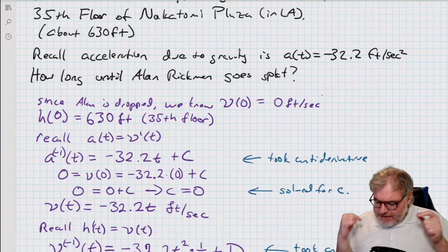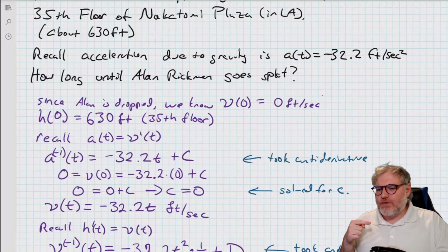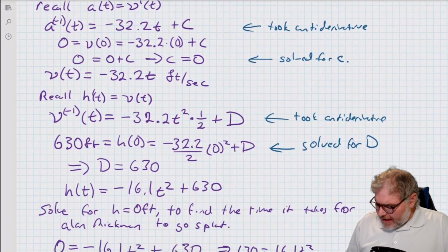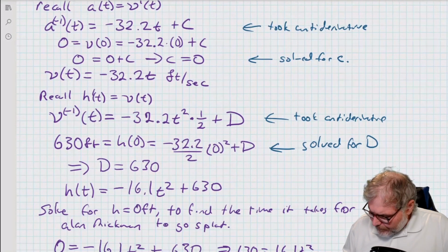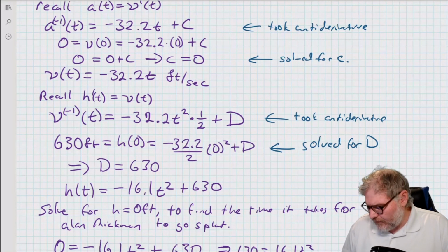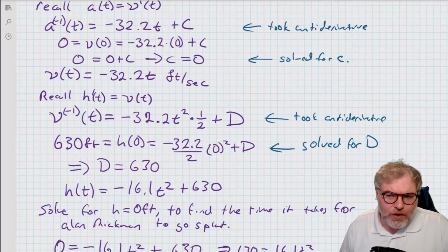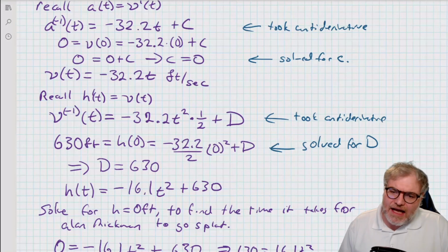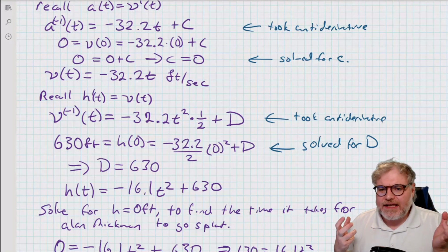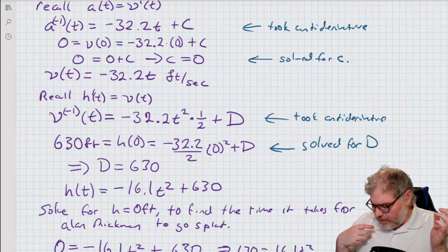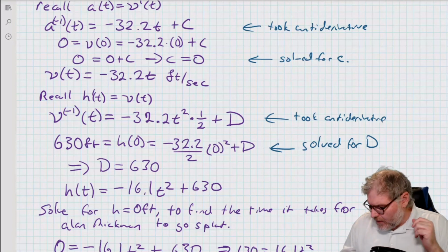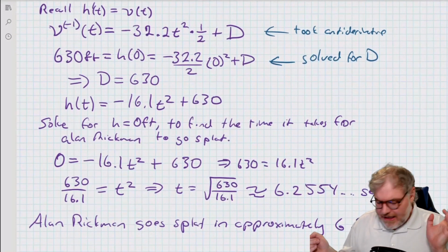We like that. Now I need to take the antiderivative again in order to solve for his height. So I do that again, and it's going to wind up being -16.1t squared plus 630, after I solve for the constant, the d equaled 630. So now I want to know how long it takes for Alan Rickman to go splat. In other words, what I need to do is find out when his height equals 0.